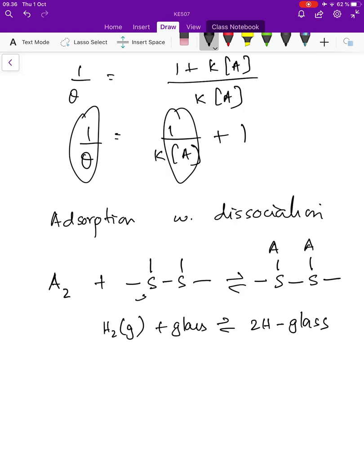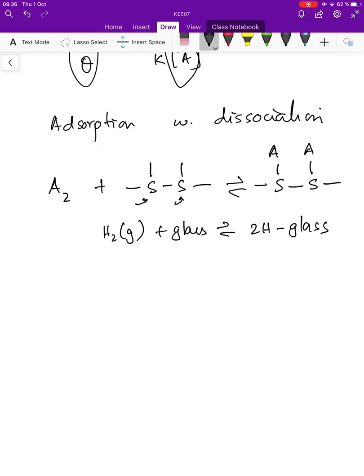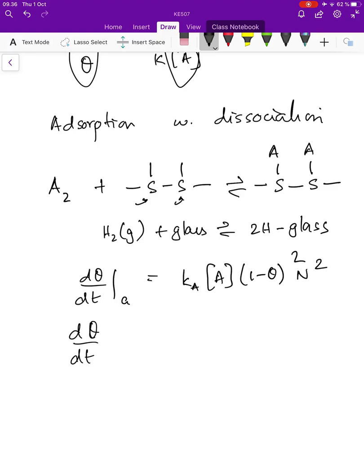In this case, the adsorption kinetics are bimolecular because now you have two sites where the reaction can occur, and therefore the rate of adsorption is given by the forward rate constant multiplied by concentration multiplied by the square of the fraction of available sites. And the rate of desorption is also bimolecular, and this is equal to kd theta squared.